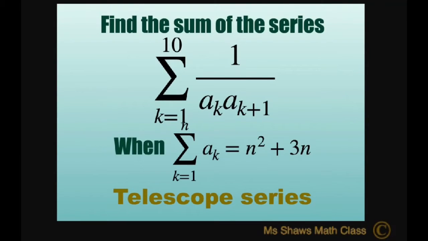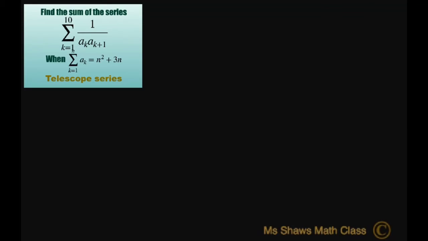Everyone, we're going to find the sum of the series from k equals 1 to 10 of 1 divided by a sub k times a sub k plus 1, when the sum from k equals 1 to n of a sub k equals n squared plus 3n. Alright, so let's write this out.